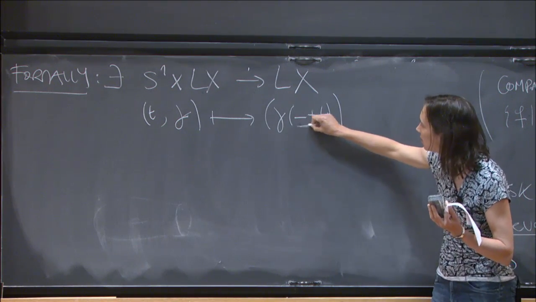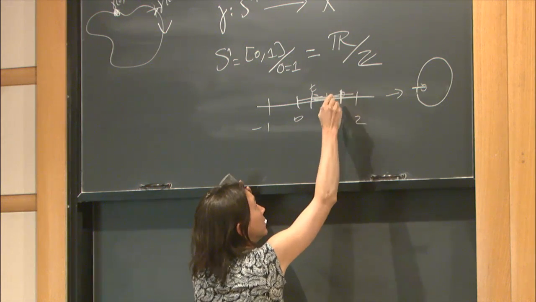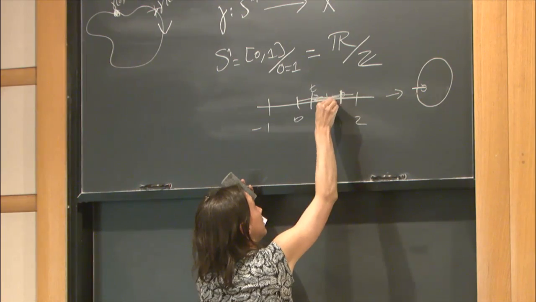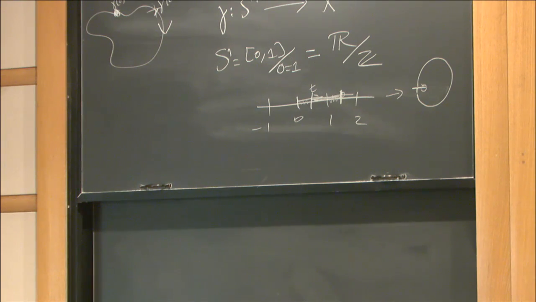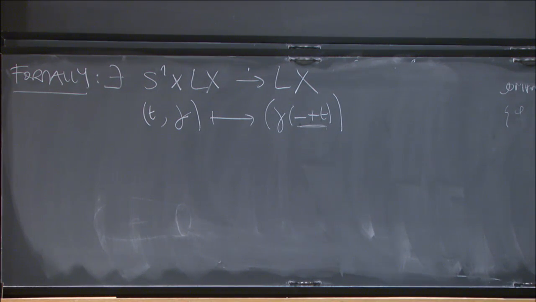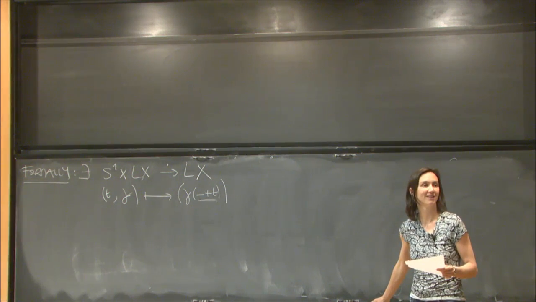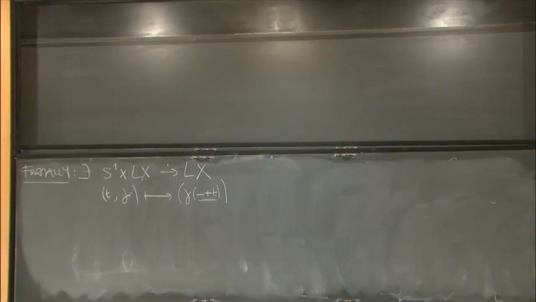And when I write this, I'm thinking modulo the integers, right? t is somewhere here. And so I'm reading my loop here now, right? But this will wrap around and come back. This little bit will come back over here, okay? So there is a rotation. We can rotate loops. And this means formally that there is such a map. Happy? Yes? Okay.